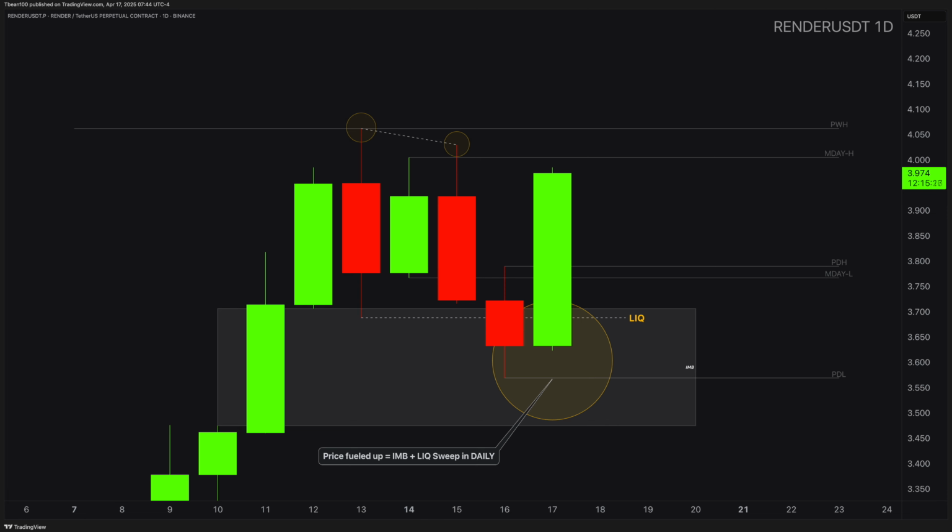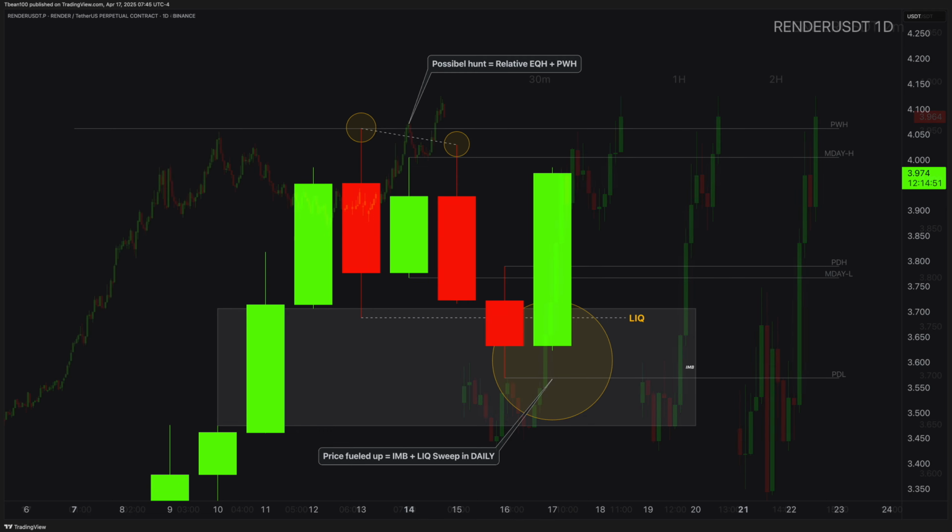And at the top, you can notice this lovely relative equal highs, which is also combined with the previous week high, a strong magnetic target for us. What an amazing daily setup here. I just love this. So we have a full bullish bias on this coin right now.